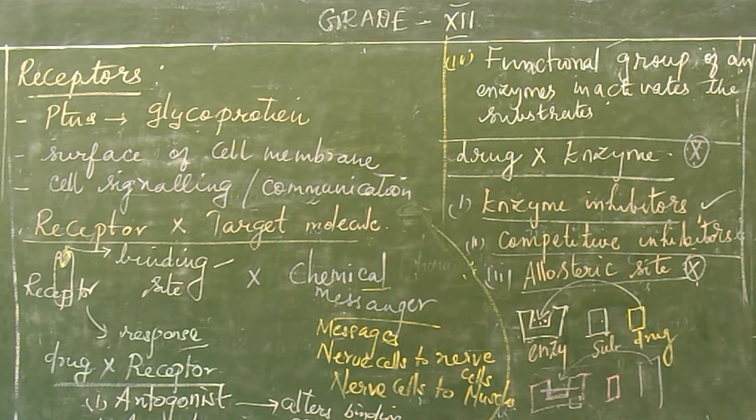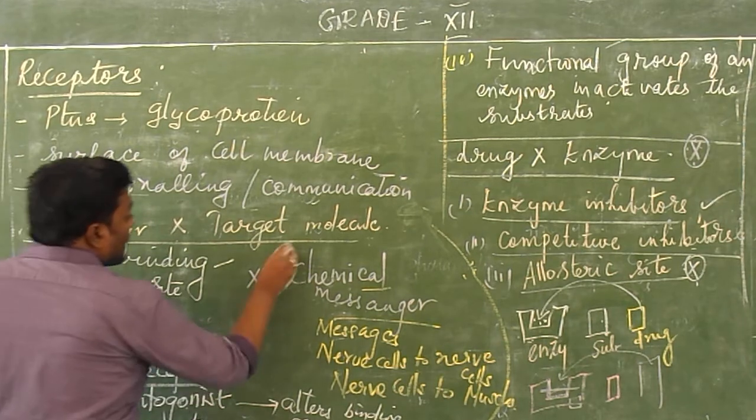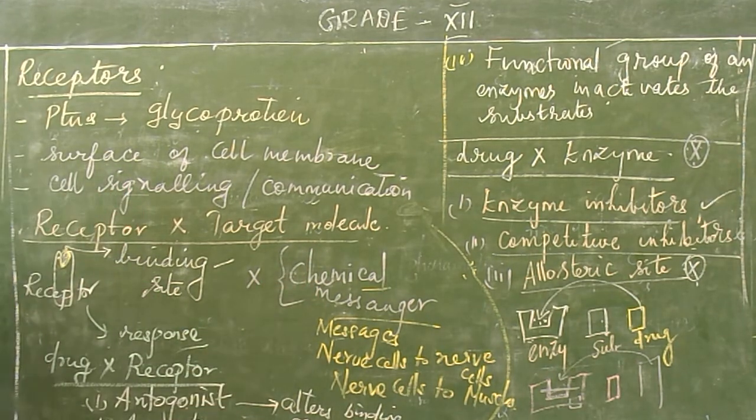What is the natural messenger? The natural messenger is the chemical messenger inside our body. So it minimizes the natural messenger of the body. So this is about the receptors. So we studied about drugs, classification of drugs. Then the third one is receptors. The fourth one is enzymes. Receptors and the enzymes.